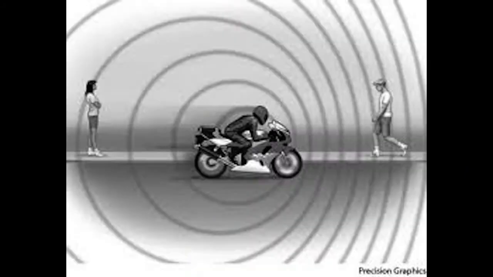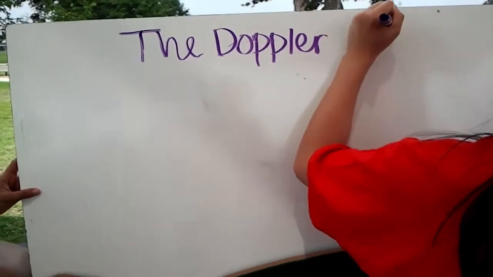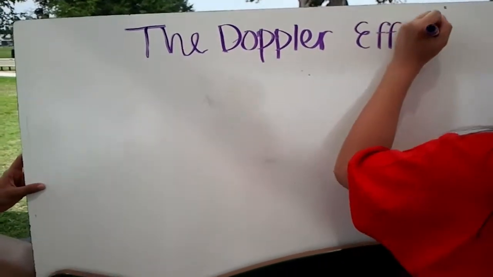So today we will be talking about the Doppler effect. Now there are two areas where the Doppler effect can be applied to. One is sound and the other is light. In this example, we're going to show you a red object.